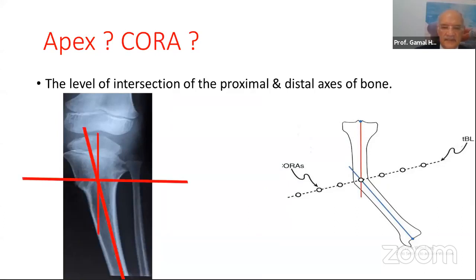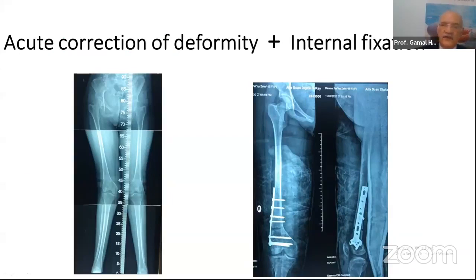Again, this is the transverse bisector line, and those are all choras. We can correct the deformity by acute correction, or gradual correction, or gradual and acute correction. Both are valid. It depends upon the clinical situation. In such a case, you have a valgus deformity and acute correction using a plate, not external fixation. So you can use internal fixation to correct the deformity.